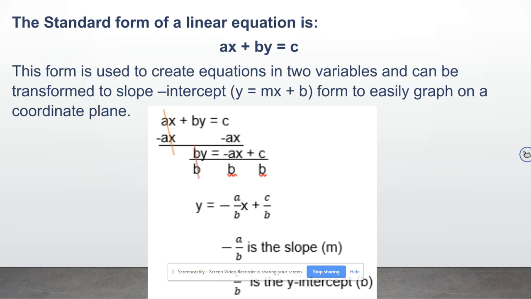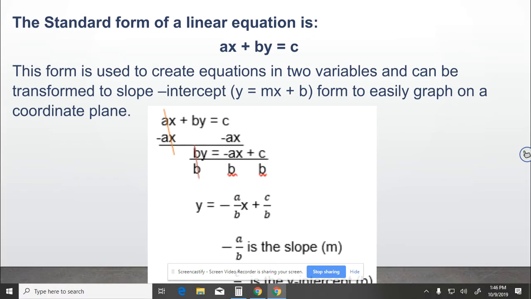This form is used to create equations in two variables and can be transformed to slope-intercept, or y equals mx plus b form, to easily graph on a coordinate plane. So underneath that I have the method that you would use to rewrite it. It is a little tricky looking, but it's there for you to see if you need to look back. As we're doing the practice, you probably won't need that to refer to.